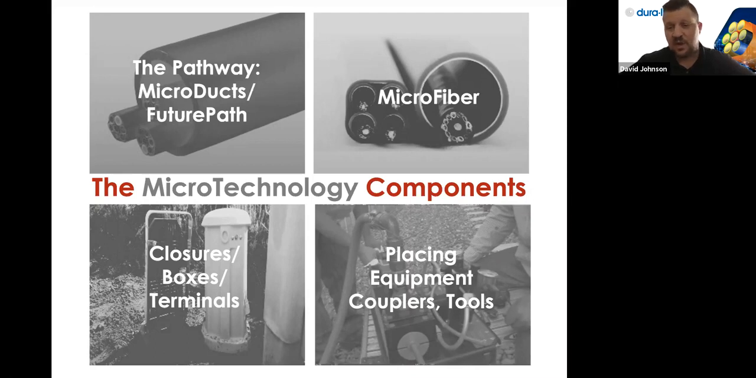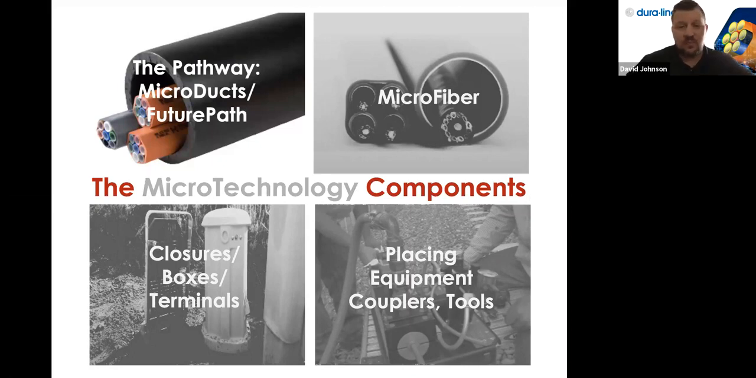But this is something that we are going to go over. And then after we go over these four aspects, we'll start talking about how and where we can use this material and what products you would want to select for a given situation that you have. So to start with, we're going to start with the pathway and microducts and FuturePath.